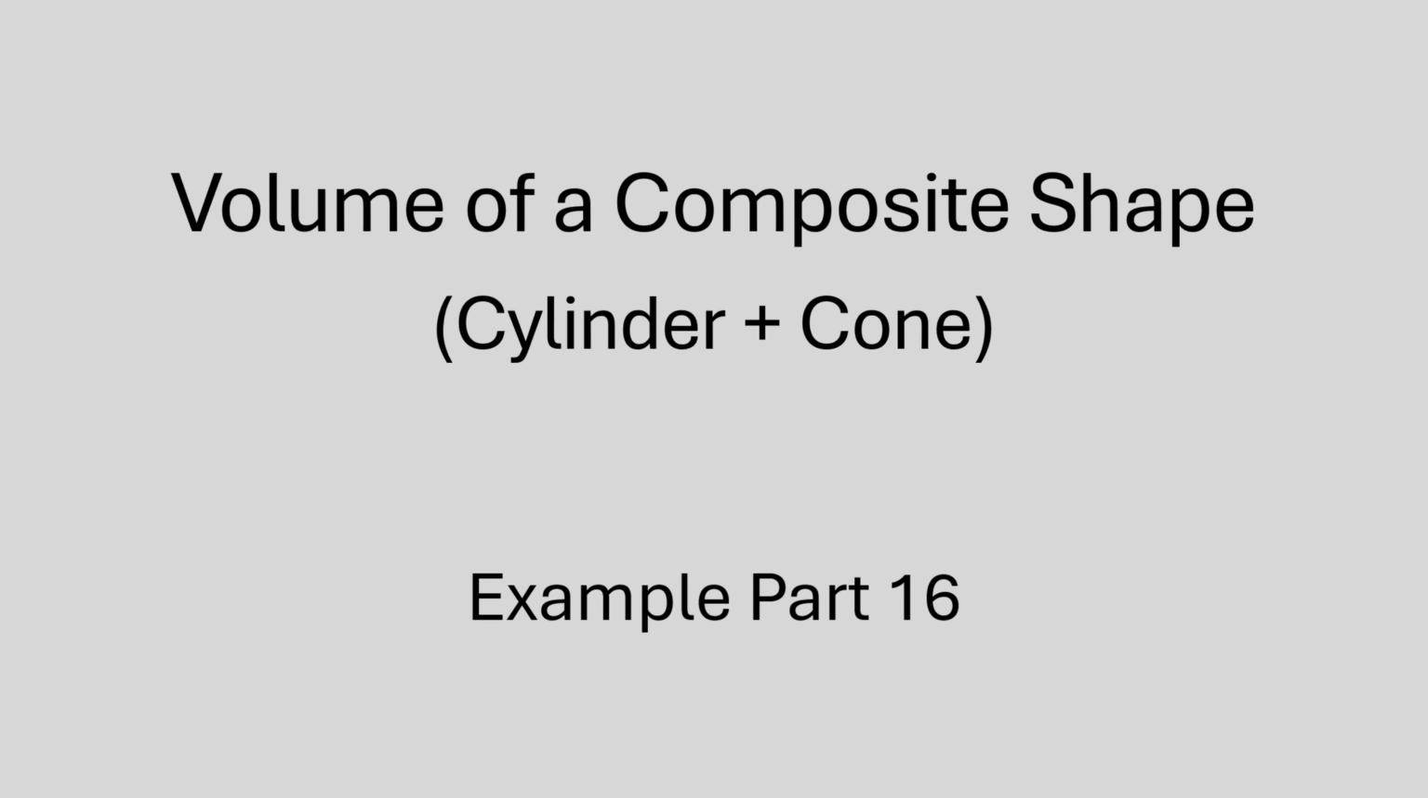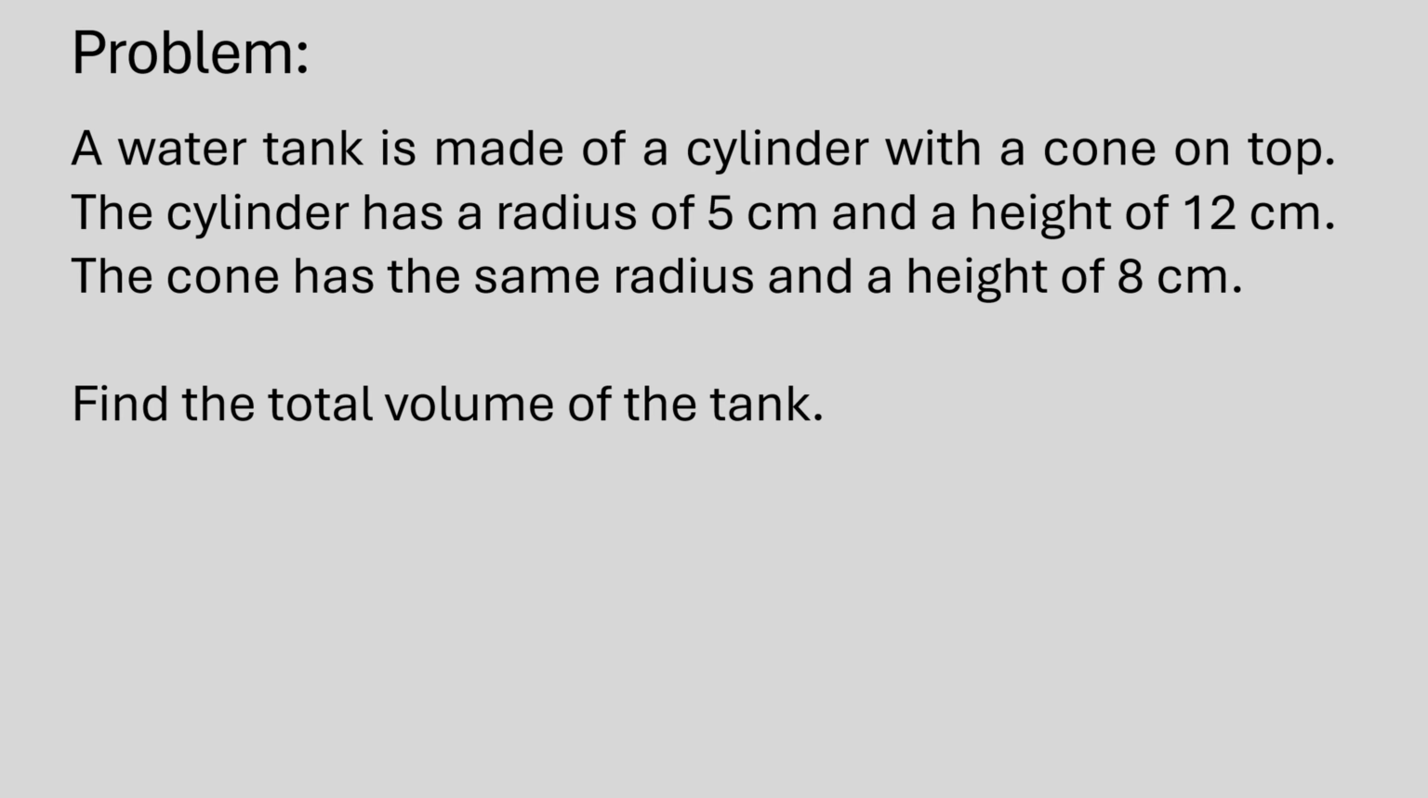Volume of a composite shape, cylinder plus cone. A water tank is made of a cylinder with a cone on top. The cylinder has a radius of 5 centimeters and a height of 12 centimeters. The cone has the same radius and a height of 8 centimeters. Find the total volume of the tank.